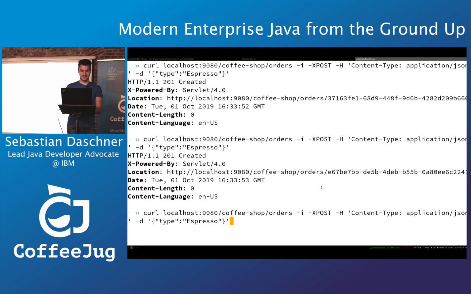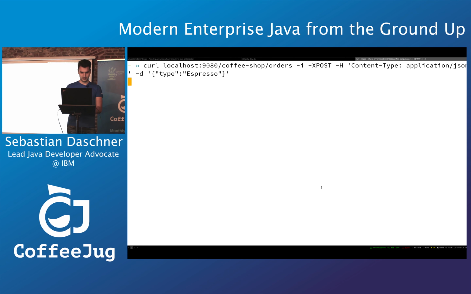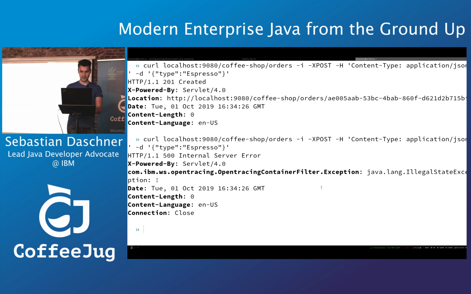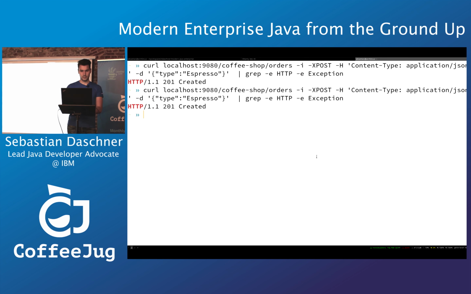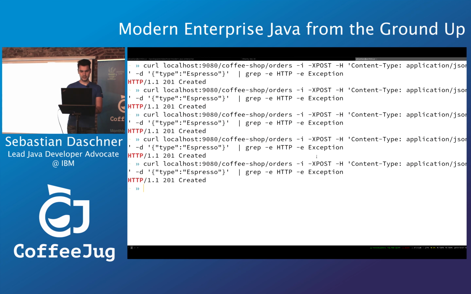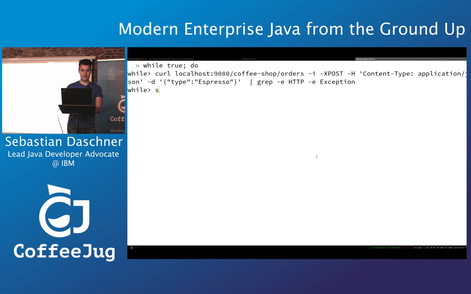Let's see. Now let's order some coffee and, oh. 201 created. Oh, internal server error. Oh, that's bad. Right? So let's do this. Let's check for this exception. Works, works, works, works. Oh, didn't work. Okay. Let's do this a little bit faster.